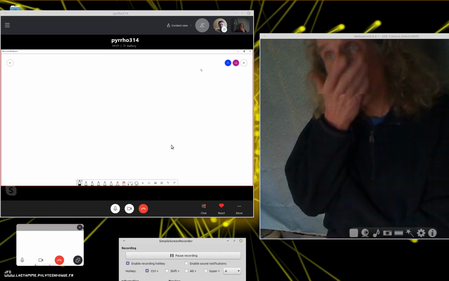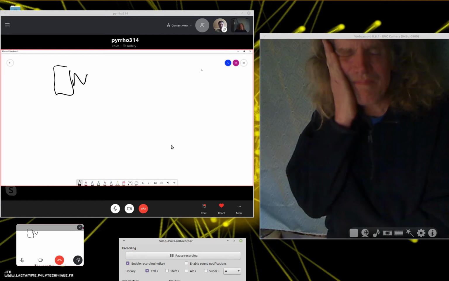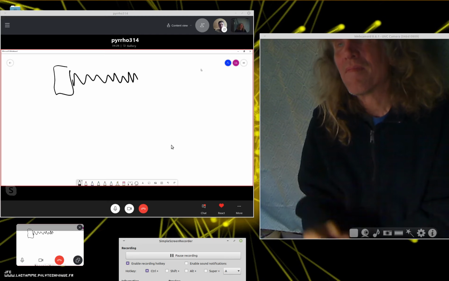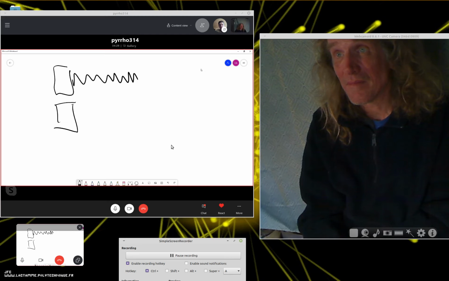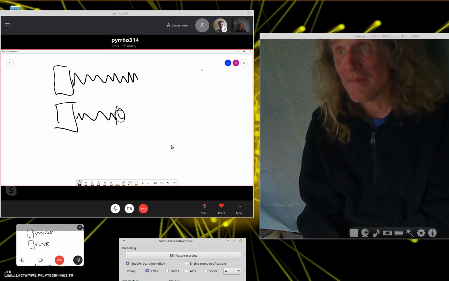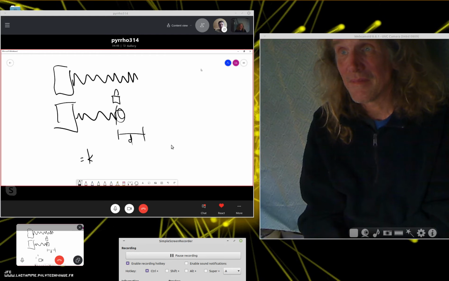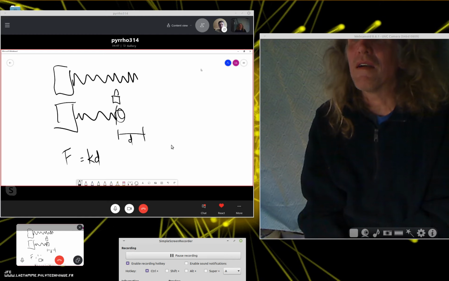However, if you have a spring, and this is its natural length, and you compress it down to here and lock it for the time being, when you release that, what's the force? Well, the force is linear on the distance. I believe it equals KD. Right. The force equals KD.